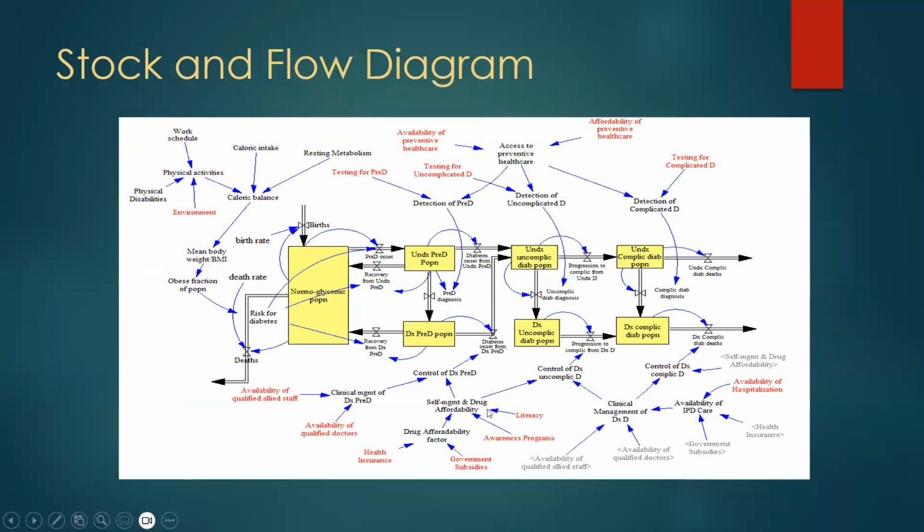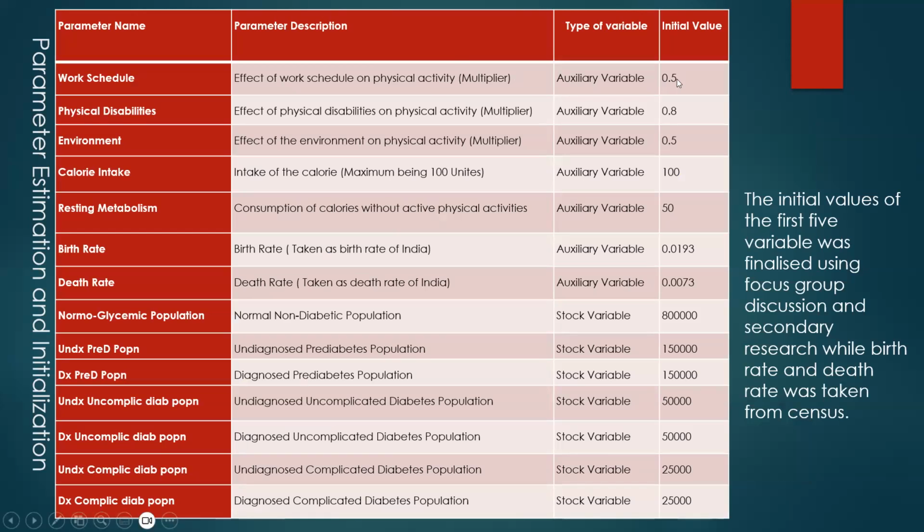So what we tried to do here is this stock and flow diagram. Here the environment is one of the policies. Then testing for pre-diabetes, availability of preventive care, testing for uncomplicated diabetes, affordability of preventive healthcare, testing of diabetes, and availability of hospitalization. For these red color auxiliary variables, we took a baseline value on the basis of input from the doctors, the focus group which I discussed. Suppose the effect of work schedule on physical activity is a multiplier of 0.5. In the absence of any information we took 0.5, and if it is more than 0.5, it is going toward more physical activity, and going toward zero means less.